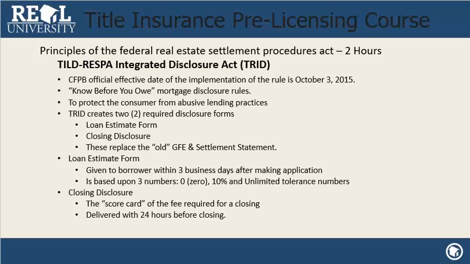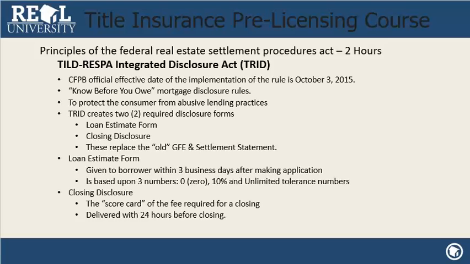So the CFPB's actual effective date was back in 2015. Just recently, October 3rd, is when the new TRID rules came into effect. Do the math, that's not even a year ago. All right, so October the 3rd of 2015, TRID became effective.